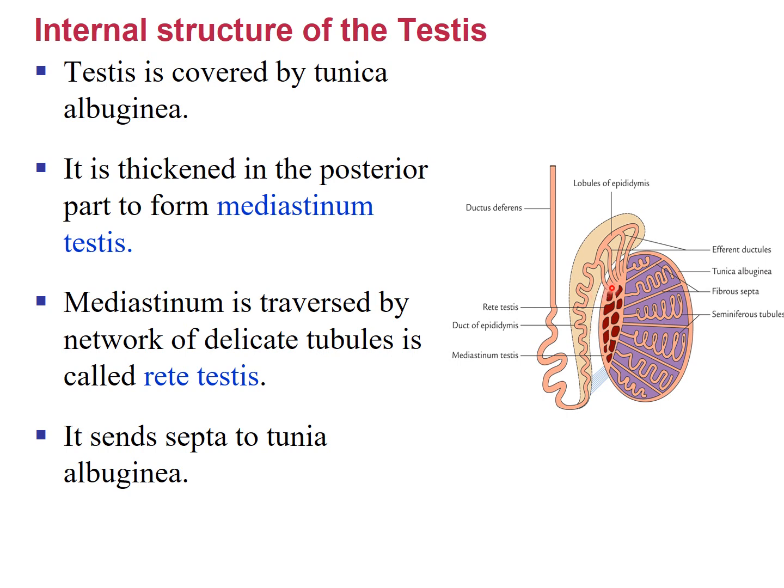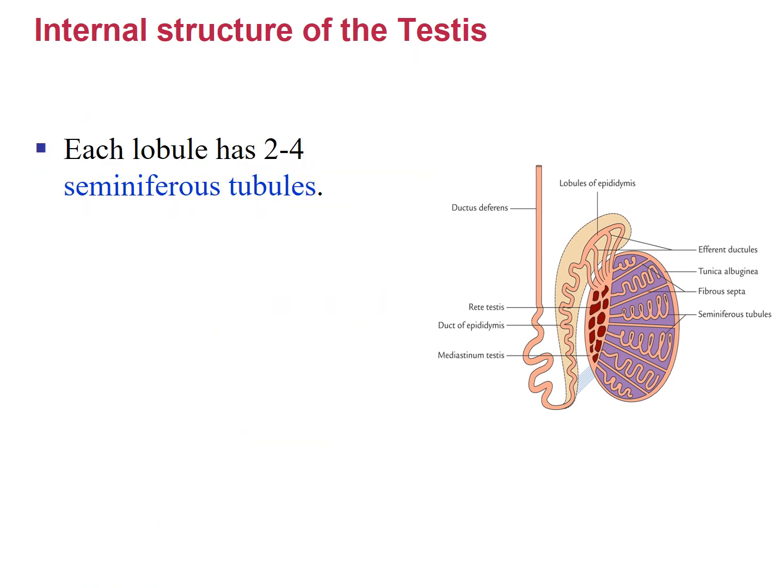This mediastinum testis sends septa to tunica albuginea. In turn, it divides the testis into 300 lobules. Each lobule has 2 to 4 seminiferous tubules. Let us locate the lobule here. Now we have septa here. This is one septum, two septa. Between two septa, you have one lobule.